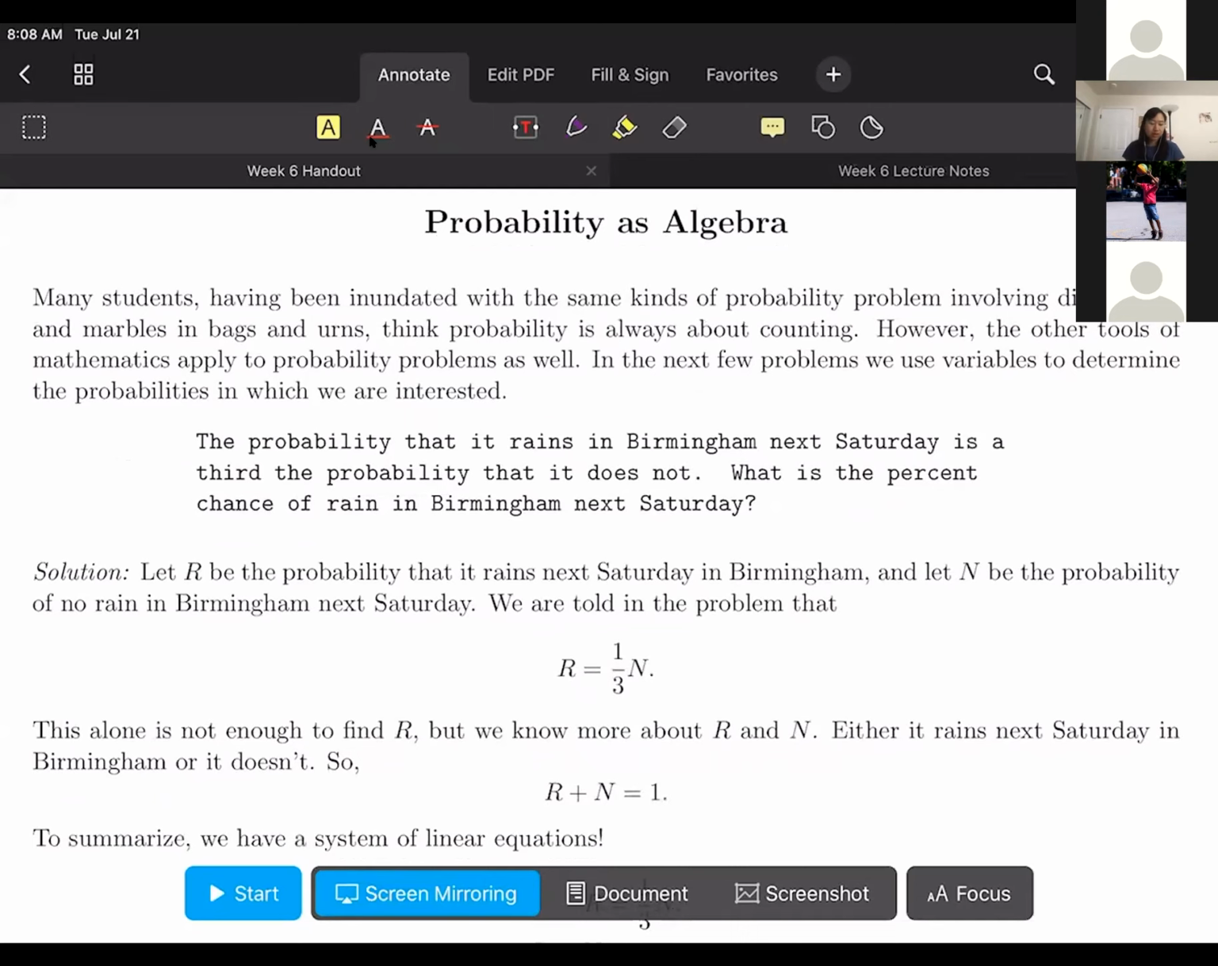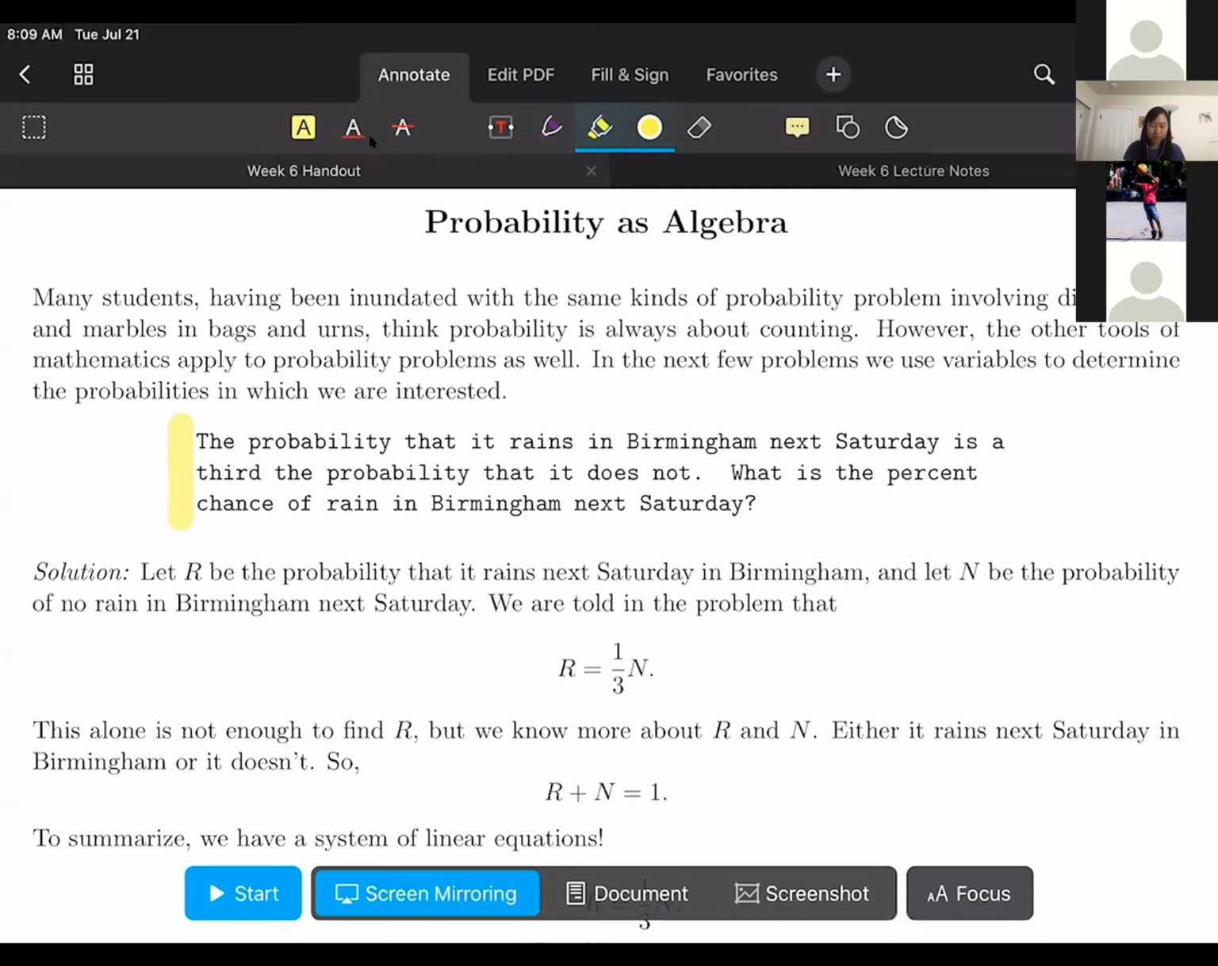So if you look here at this middle part, you can take a look at this problem: the probability that it rains in this town, Birmingham, next Saturday is 1/3 the probability that it does not. We're given some relation for the probability, but we're not told directly what the probability is. And then the question says, what is the % chance of rain in Birmingham next Saturday?